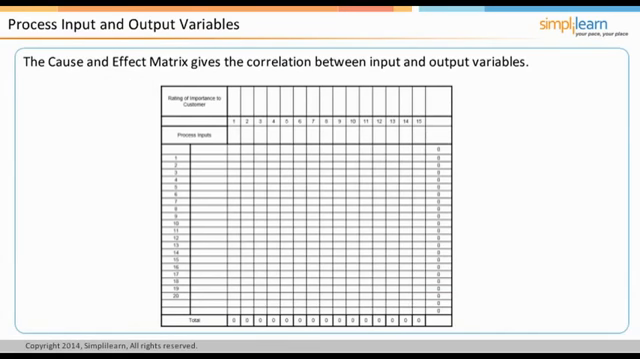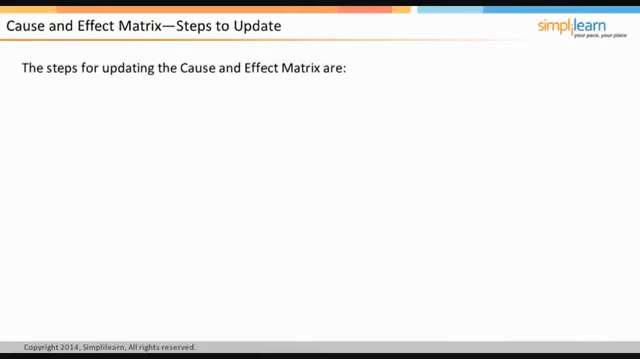A sample of the Cause-Effect Matrix, or CE matrix, is shown here. The CE matrix gives the correlation between input and output variables. In this screen, we will discuss the steps to update the CE matrix.